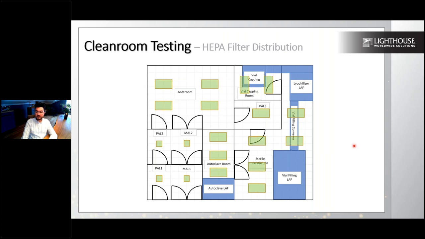And then HEPA filter distribution, because I should know how many HEPA filters I have to test, and I should also know how many locations I'm going to sample. For example, in this anteroom, I have 4 HEPA filters. These HEPA filters are 610 by 1220 millimeters. And for the personal air lock, I have a smaller one in these small rooms, which is 305 by 305. So all these HEPA filters, either small size or large size, are distributed in my cleanroom.